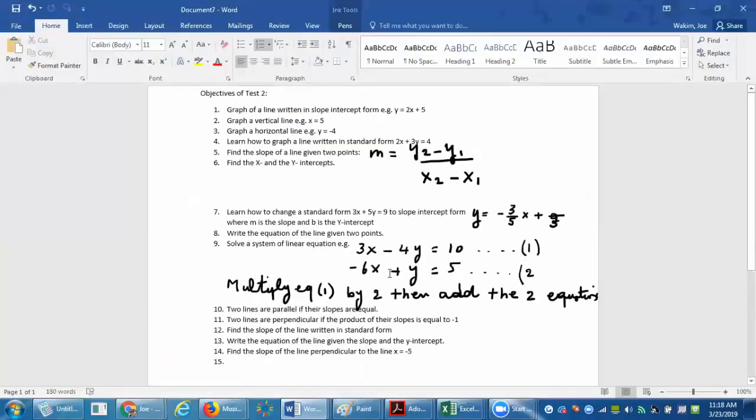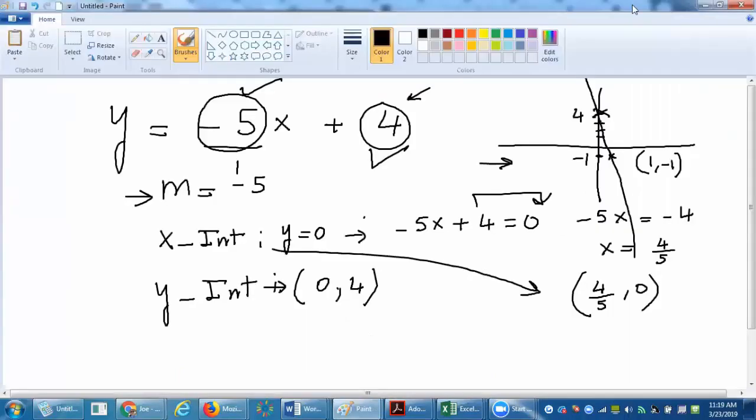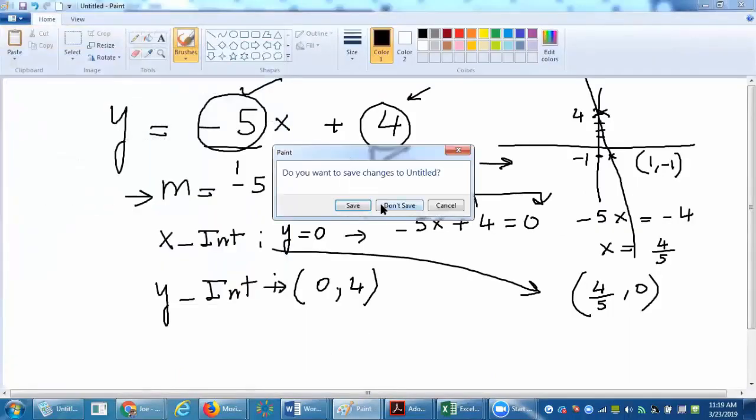Let's see what else we have to cover here. So how do we change standard form to slope-intercept form? We just went over it. We'll go over it one more time.